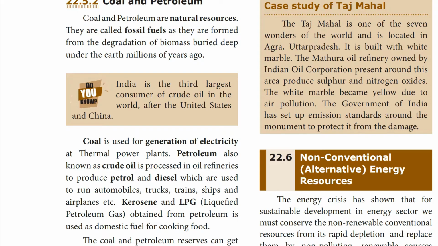The Taj Mahal is one of the seven wonders of the world, and it is located in Agra, Uttar Pradesh. It is built with white marble. The Mathura oil refinery, which is owned by the Indian Oil Corporation, is situated near it, and it pollutes the area around the Taj Mahal by producing sulfur and nitrogen oxide. Because of this, the white marble became yellow due to air pollution. The government of India has set up emission standards around this monument to protect it from damage.